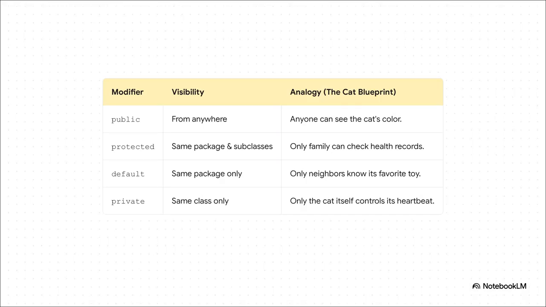But the blueprint does more than just list parts. It also sets rules. We use these things called access modifiers to control who gets to see and use what. If something is public, well, anyone can see it, like a cat's color. But if something is private, it's totally internal. Only the cat itself can control it, kind of like its own heartbeat. This control is absolutely essential for writing code that's safe and predictable.